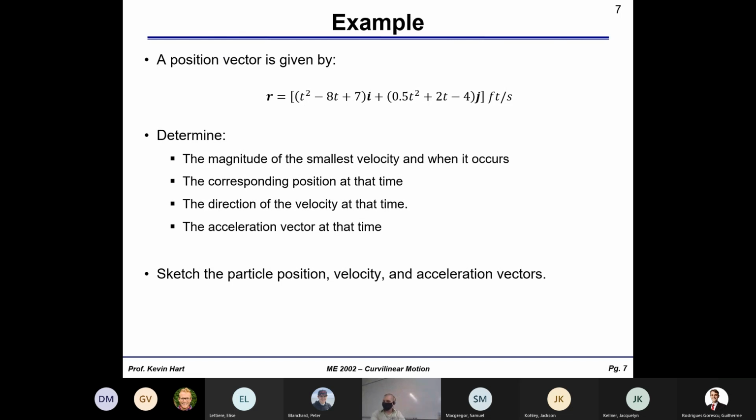Got a position vector here given by this expression. I want to determine the magnitude of the smallest velocity and when it occurs, corresponding position, direction of velocity, acceleration vector at the time. Then we're going to sketch position, velocity, and acceleration. All right, so this is 2D motion. We're starting a little simplistic, mostly so that I can draw this a little easier. So I'll give you a second to copy down, and then we'll do it.